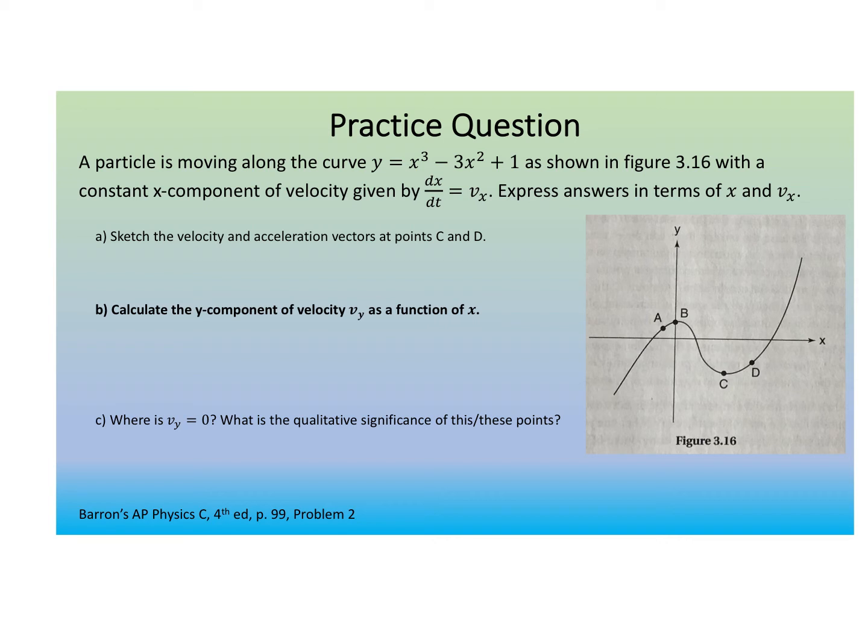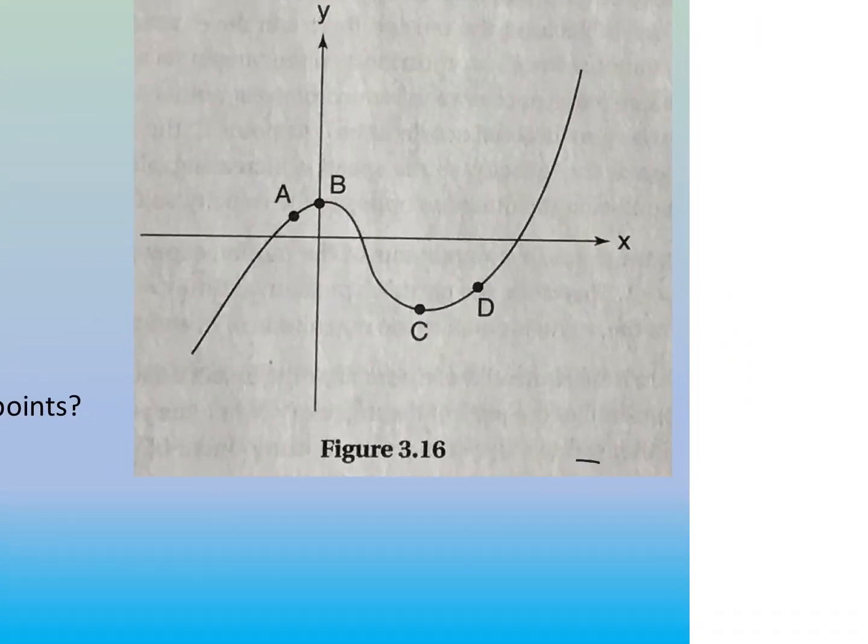So first, we want to sketch the velocity and acceleration vectors at C and D. The velocity one should be relatively straightforward because, if this is a position graph that we're dealing with, the velocity is always tangent to that curve. All right, the velocity is a derivative of our position, and so it's a tangent line. In this case, a tangent vector.